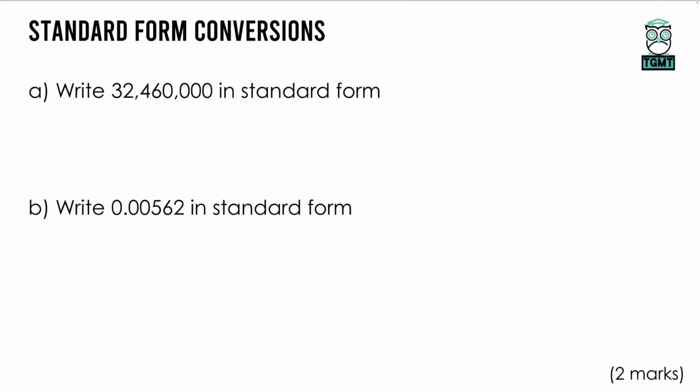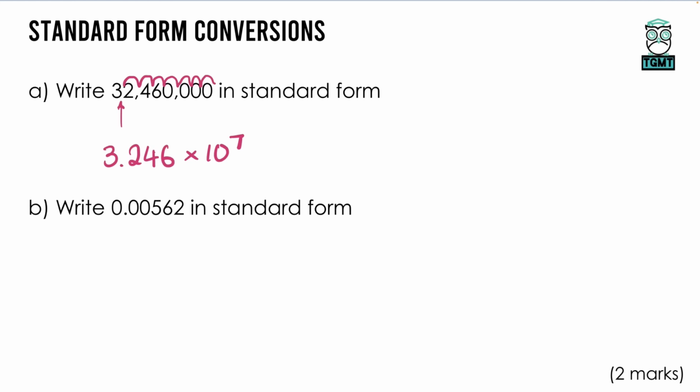For standard form conversions, we have large and small numbers. Remembering that number has to be between 1 and 10, so we want our decimal here between the 3 and the 2. So we'll have 3.246 up to the last whole number, times 10 to the power of, and we'll count the jumps 1, 2, 3, 4, 5, 6, 7. So 10 to the power of 7.